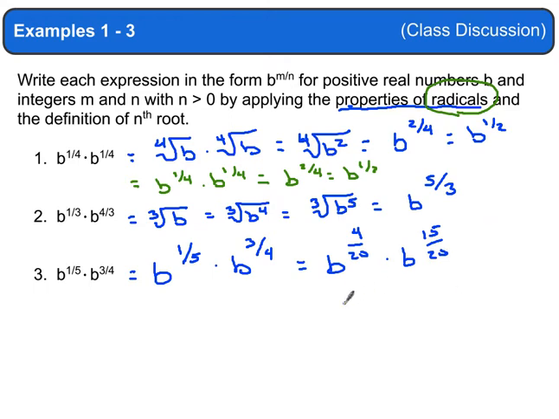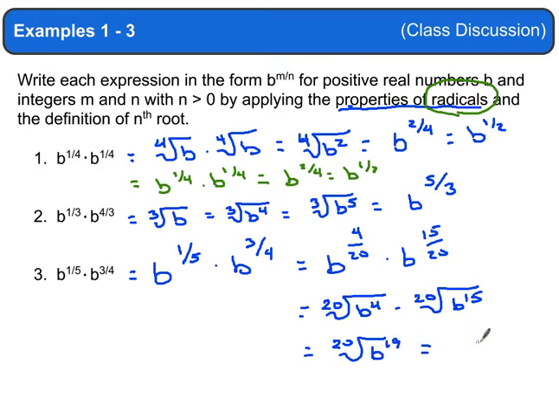Now, once I've done that, I can rewrite this as radicals. The 20th root of b to the 4th power, and then the 20th root of b to the 15th power. That means I can add these, so I get the 20th root of b to the 19th power, and then I can rewrite that as b to the 19th over 20th power.